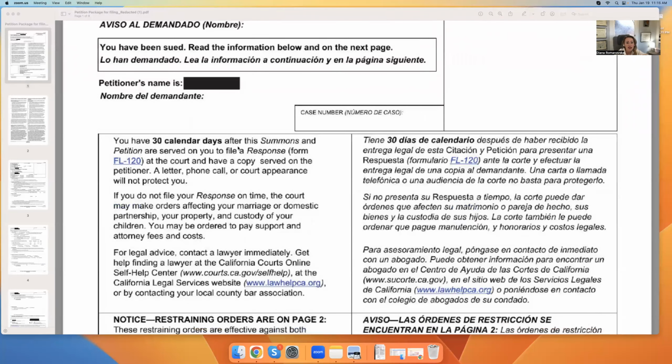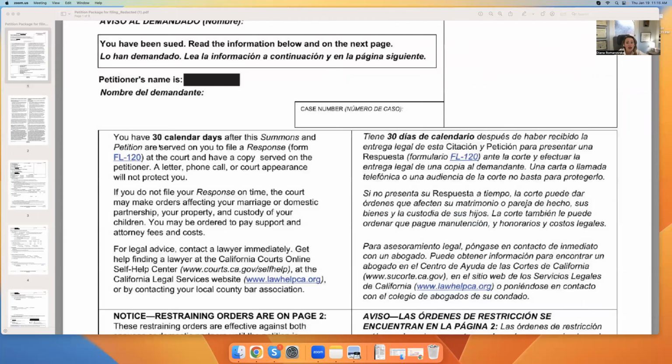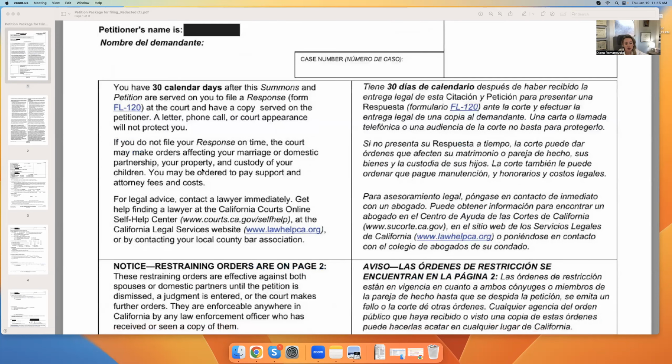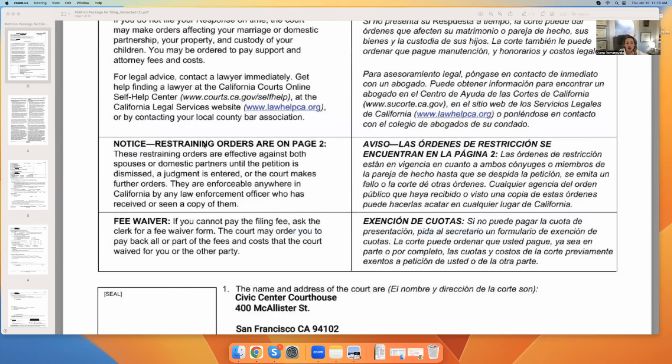So in this box, it says that the other side, so the respondent, will have 30 calendar days to respond to the summons and the petition, FL-100, that we're going to talk about below, and fill out FL-120 and serve it to the petitioner, so the one to you, and file it with the court, which will cost $435 as well. And then it says, please make sure you know what restraining orders are on page 2.